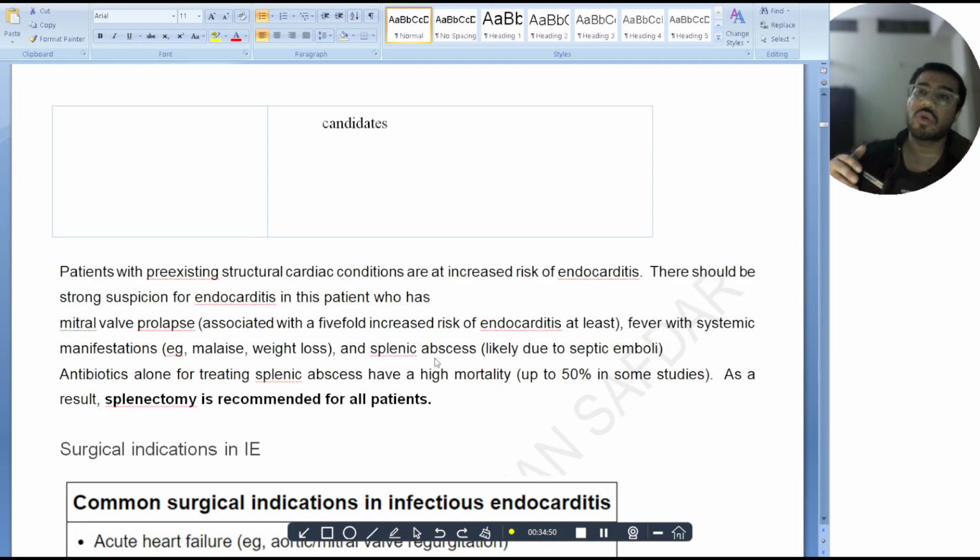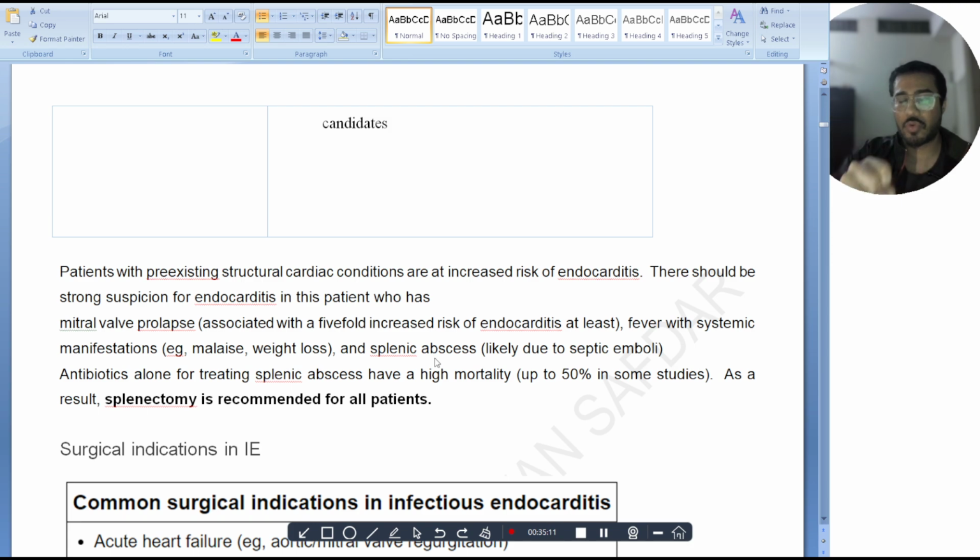They can also give you IE, then ask you for diagnosing splenic abscess, or they can just give you the scenario of left upper quadrant pain, everything like that, and say it's a splenic abscess, and the patient had fever, systemic manifestations like malaise, weight loss for the past 1 month, and the patient has a history of mitral valve prolapse.